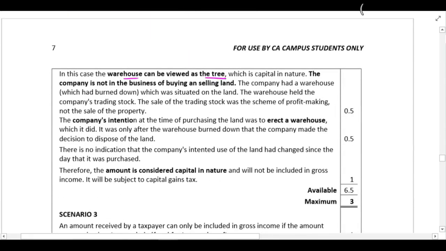The warehouse is the tree because the selling of the trading stock is the fruit. We're not in the business of buying and selling land. Our intention was to erect a warehouse, which is capital in nature. There's been no change in it, so the amount is capital in nature.